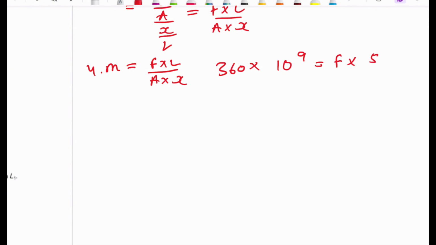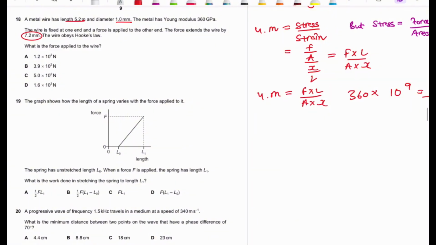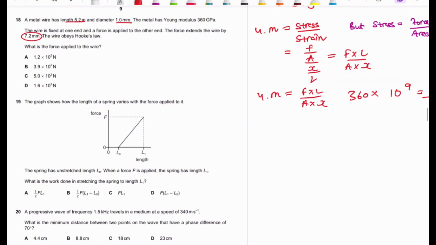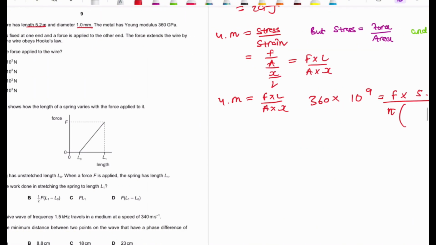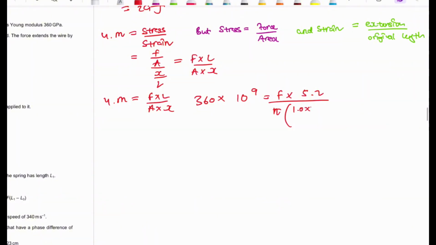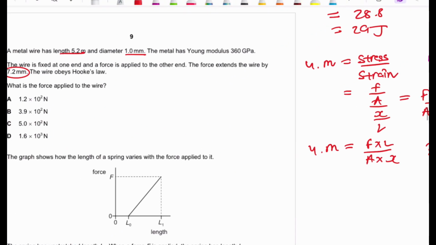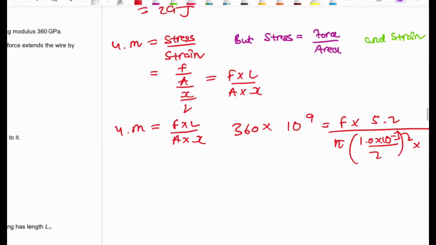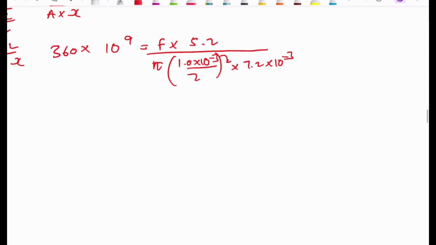What is your length? 5.2. What is your area? Okay, so do we have our area? We're given our diameter, which is 1.0. Okay, so our area is basically pi, right, of our diameter, which is 1.0 times 10 to the power of -3 divided by 2, squared, okay, multiplied by our extension, right, what's our extension? 7.2, right? So 7.2 times 10 to the power of -3, right?